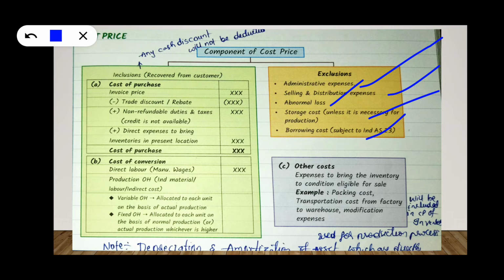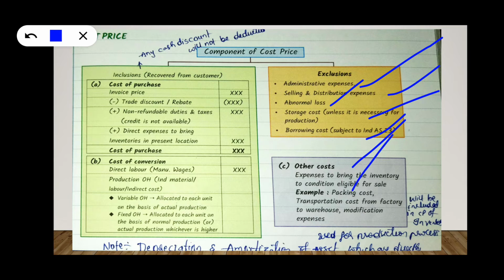Next, borrowing cost, that is nothing but the interest expense. All of us read in Ind AS 23 that borrowing cost shall be added to a qualifying asset. If inventory is a qualifying asset, we add it. Next, other costs, expenses to bring the inventory to a condition eligible for sale, shall be added.